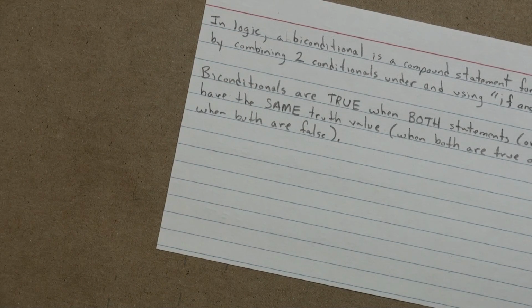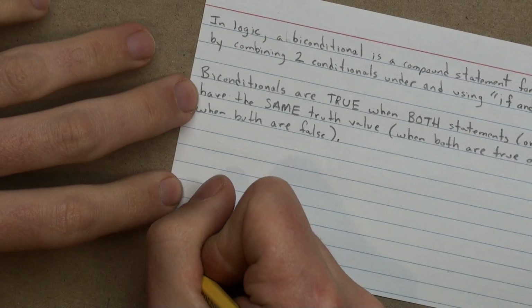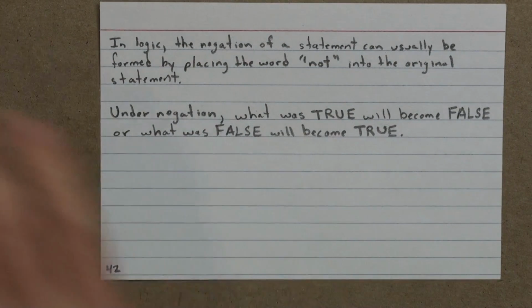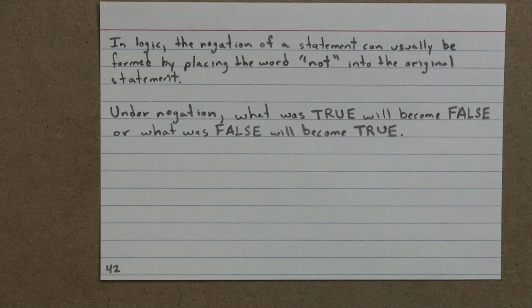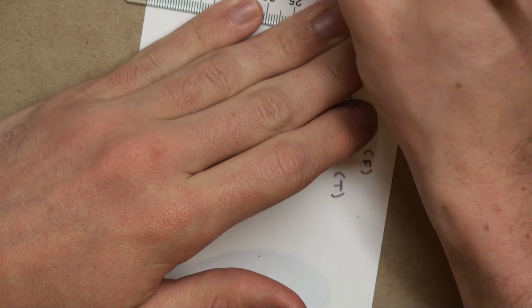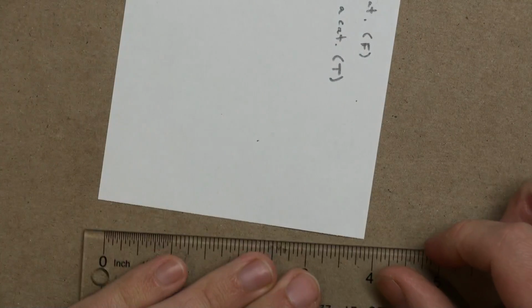Now I just want to go back. Oh, this is card 46. And I just want to go back to card 42 for a second, where we talk about negation. I want to give you one more example of negation. Okay? Alright. So I'm just going to divide this side in half.